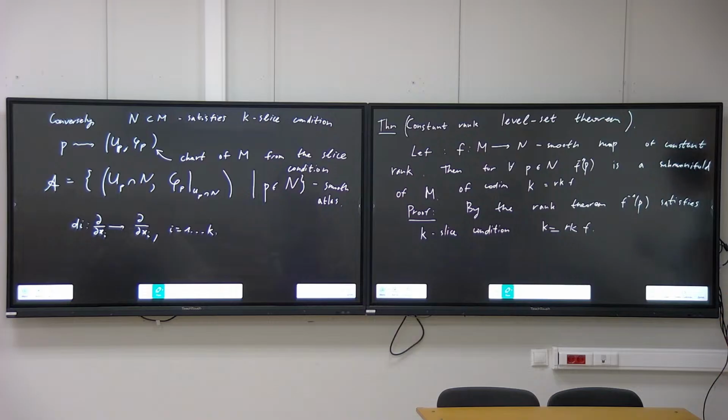Yeah. The rank theorem states that we have coordinates so that the map F has zeros starting from some coordinate, and this gives us the condition for k-slice condition. Yes. Well, basically, you can consider, in coordinates, what is F inverse of a point.